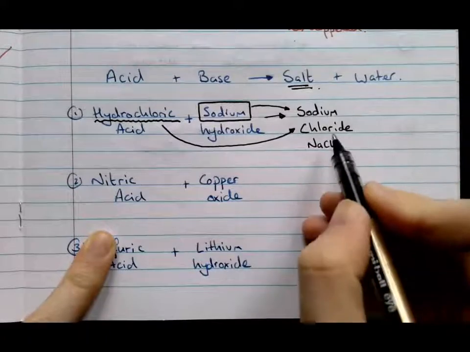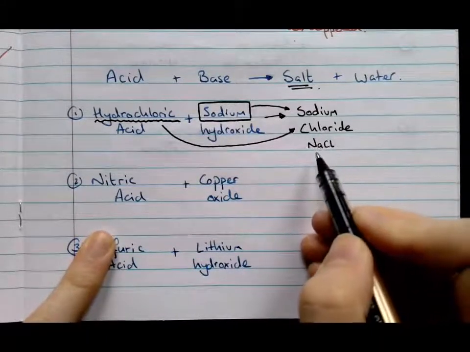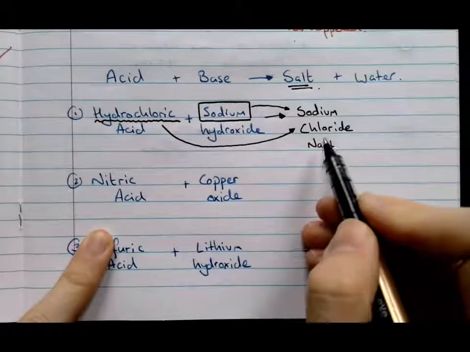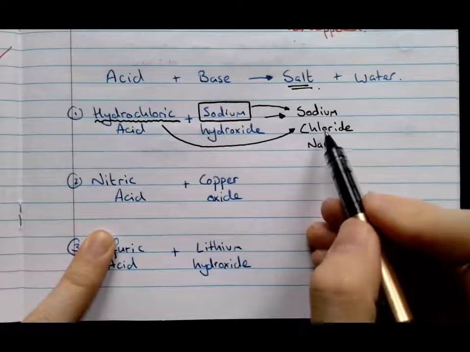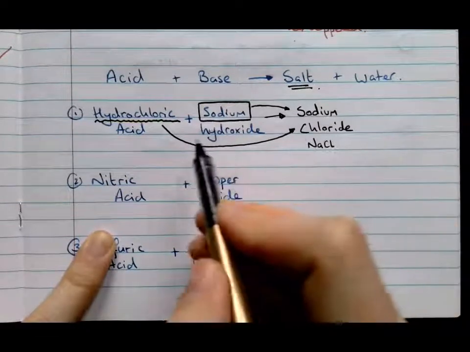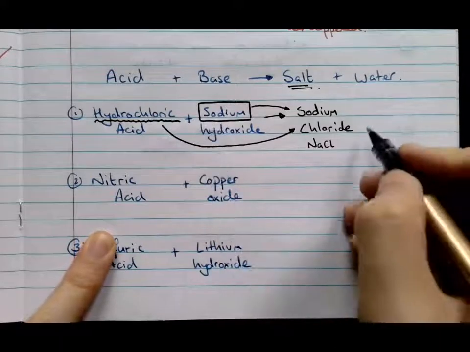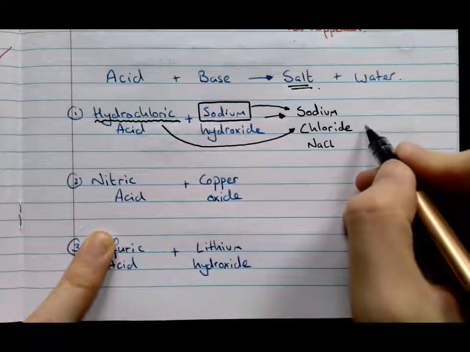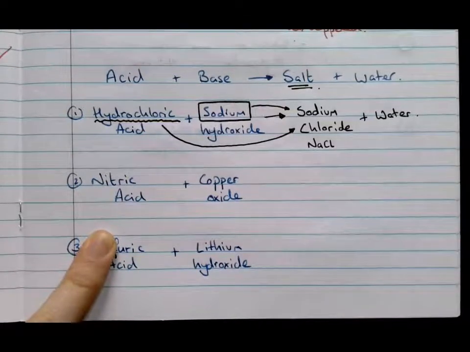NaCl, and that's the salt that you put on your chips. So if you go to your kitchen now, open your cupboard, take out the salt, that's the salt that's in that jar. Sodium chloride, which can be made by mixing an acid and a base. And then of course we always have to add on water, because that's always made as well.